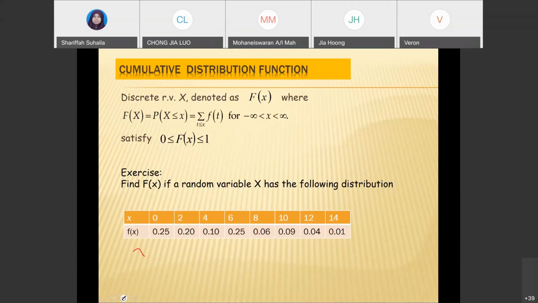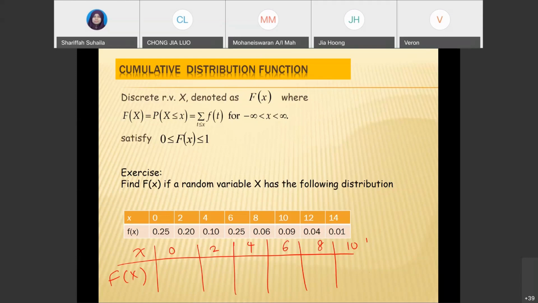Okay, x, and then you have capital Fx. So again, 0, 2, 4, 6, 8, 10, 12, 14. So F0, capital F0, you have 0.25. F2, that means probability x equals 0 plus probability x equals 2, so you will have 0.45.